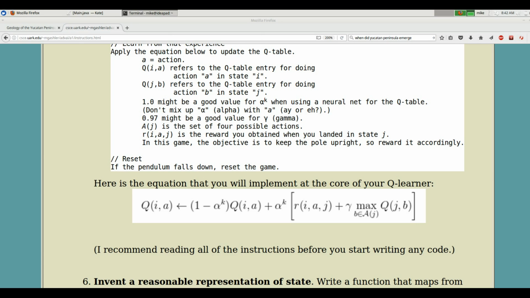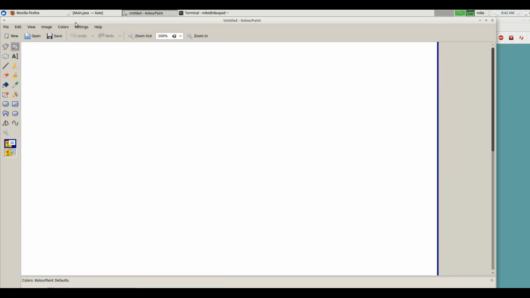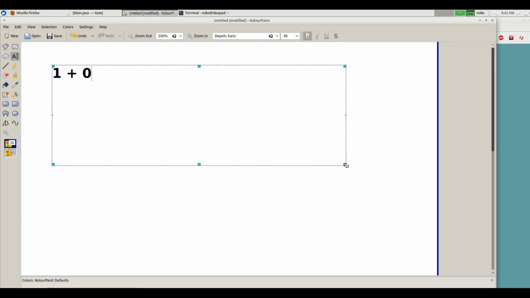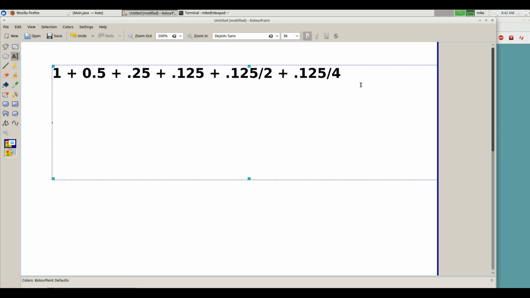What do you get if you add 1 plus 1/2 plus 1/4 plus 1/8 plus 1/16, and so on? What is 1 plus 0.5 plus 0.25 plus 0.125 plus 0.125 divided by 2 plus 0.125 divided by 4? Yes, I'm getting lazy here. And if we do this for all of eternity, what does that equal?